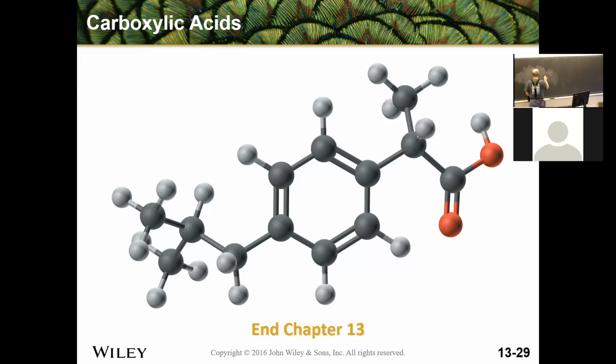Pentanoic acid is also called valeric acid, from the valerian root. And then hexanoic acid is caproic acid. Caproic comes from Capricorn, meaning goat, and caproic acid is produced from goat glands.